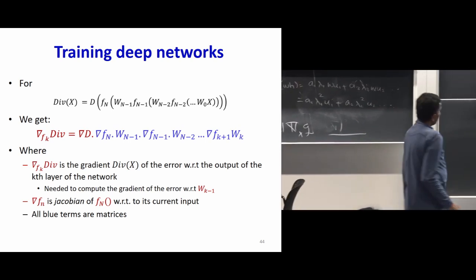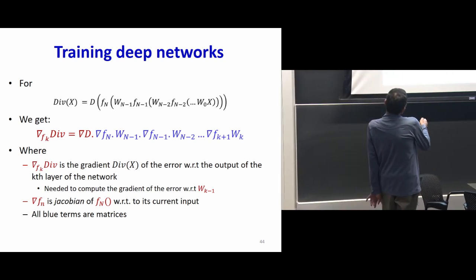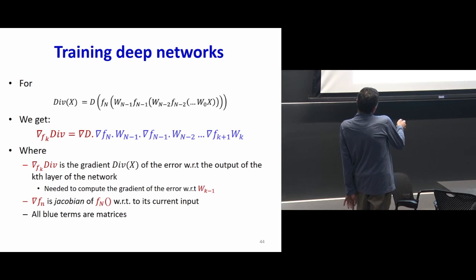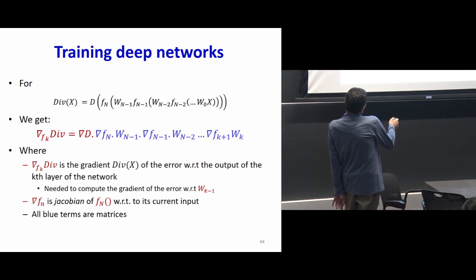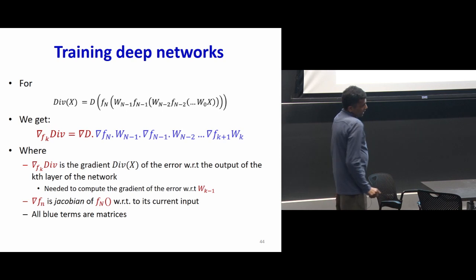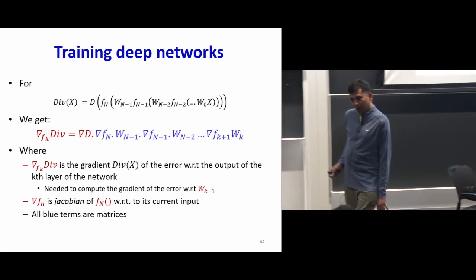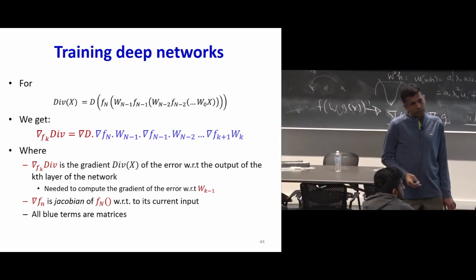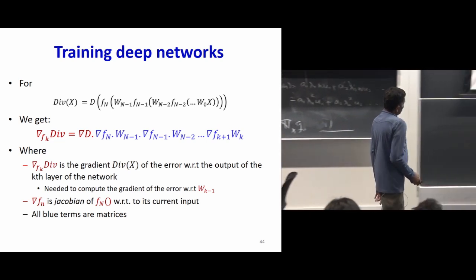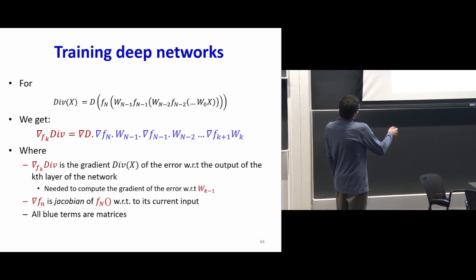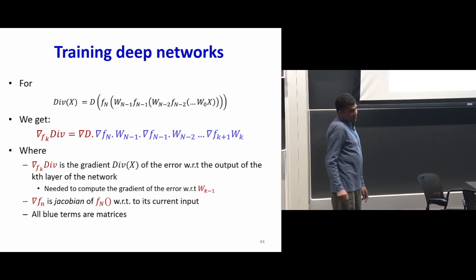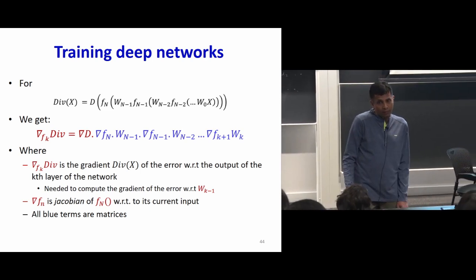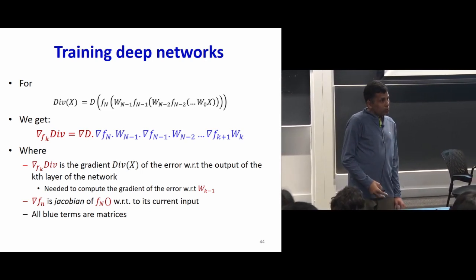So if I write it down, here is the term. This is going to be the derivative of d times the derivative of f times this weight matrix, times the derivative of f, times this weight matrix, and so on, all the way till the specific variable with respect to which you want to compute the derivative. Each of these inverted triangle f's are actually Jacobian functions. Remember that they're Jacobian functions. Jacobians are matrices. The W's are also matrices.